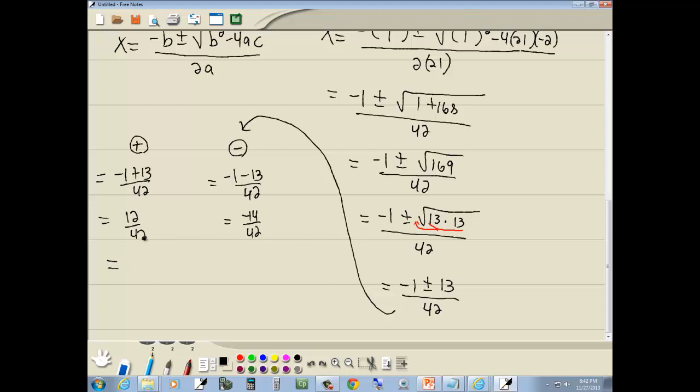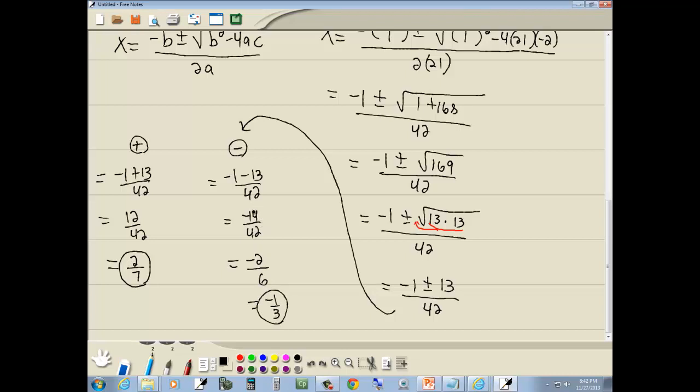Now 12 and 42 are both divisible by 6. That gives us 2/7. Now over here, these are both divisible by 7. They're actually both divisible by 14, but that's kind of hard to see. Let's start with the 7, and then it'll be obvious. Negative 14 divided by 7 is negative 2. 42 divided by 7 is 6. And I see negative 2 and 6 are both divisible by 2. So that gives us negative 1/3.